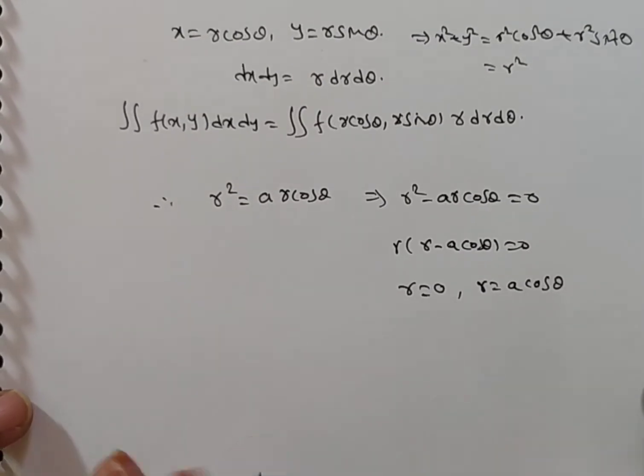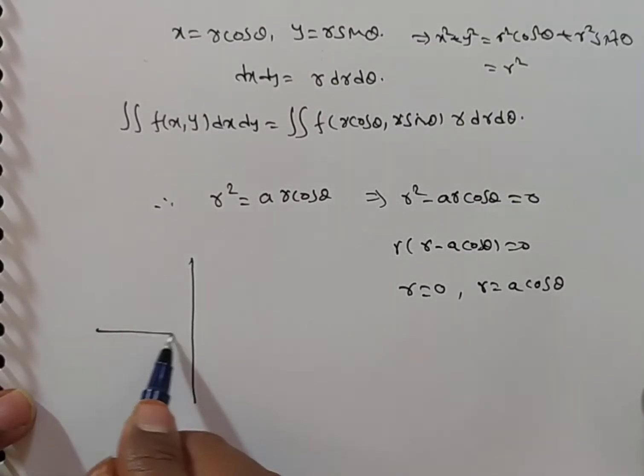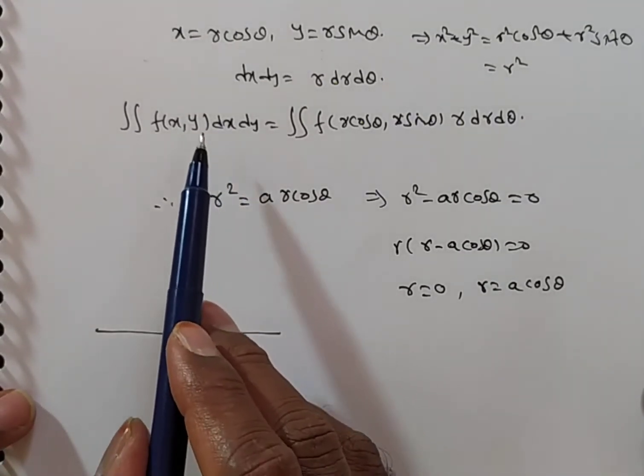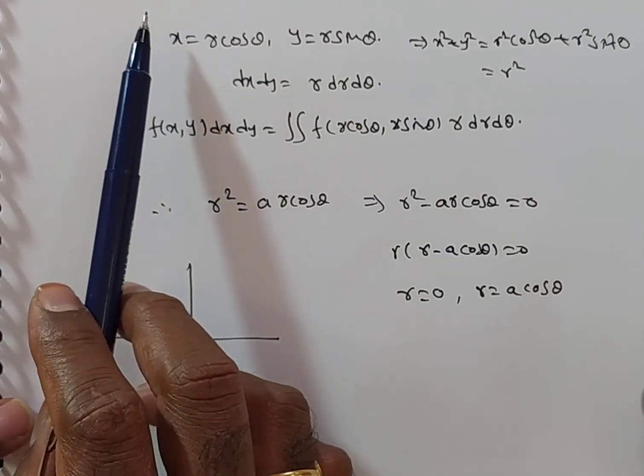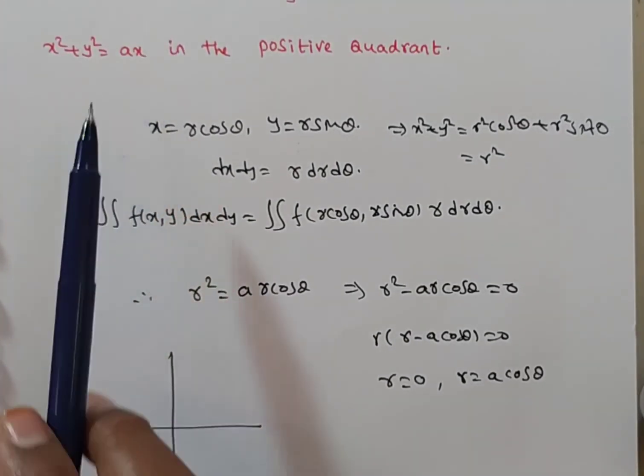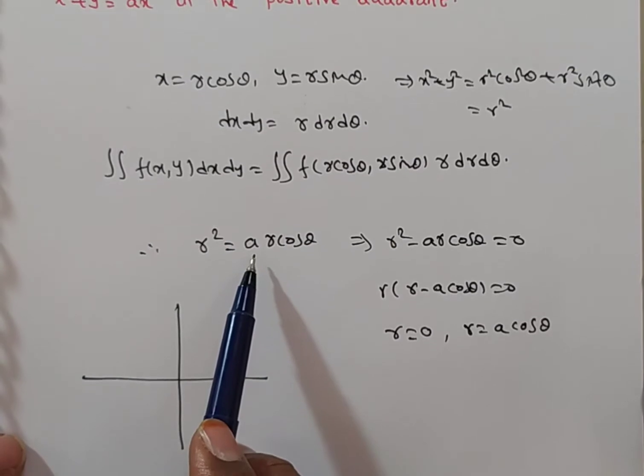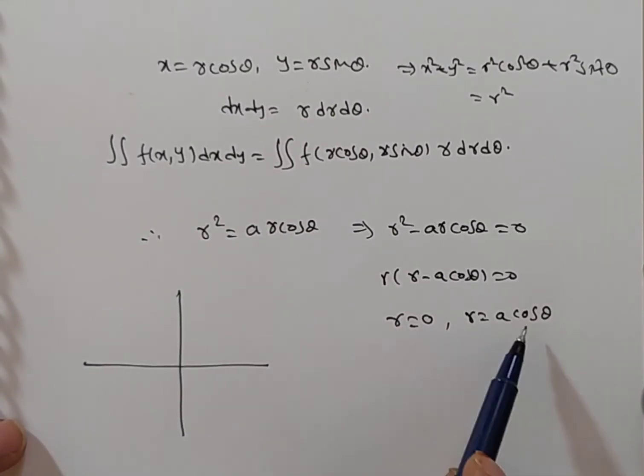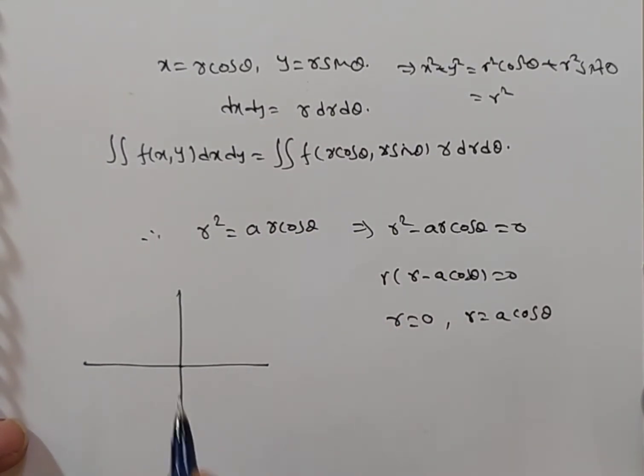Now you draw the figure. x square plus y square is equal to ax gives r square is equal to a r cos theta, that is nothing but r is equal to a cos theta. r is equal to 0 means this point only. But what about r is equal to a cos theta? The figure of r is equal to a cos theta is this one.